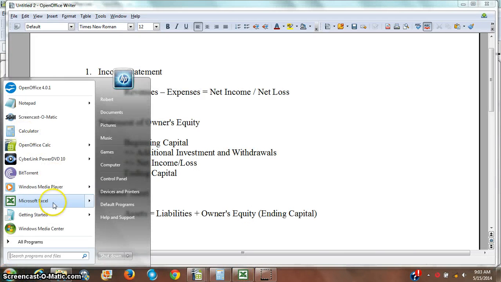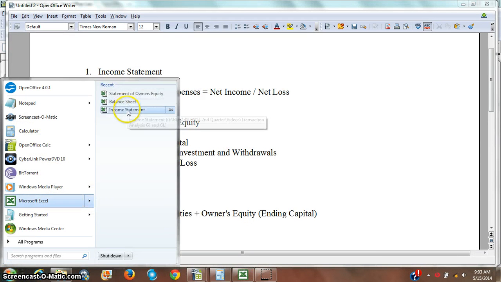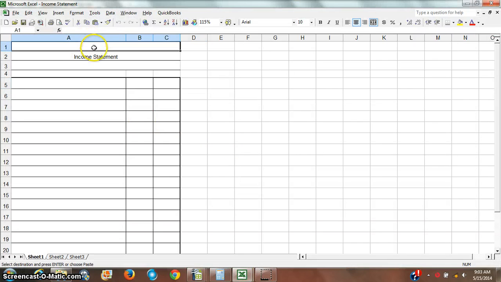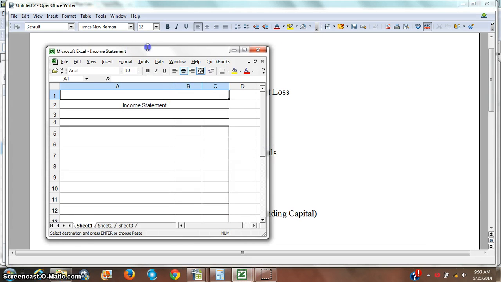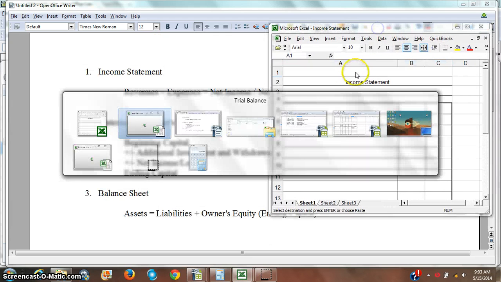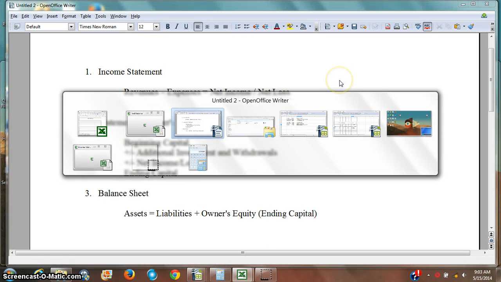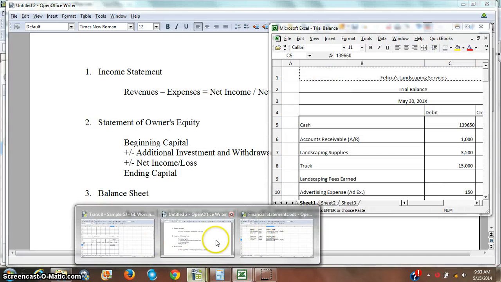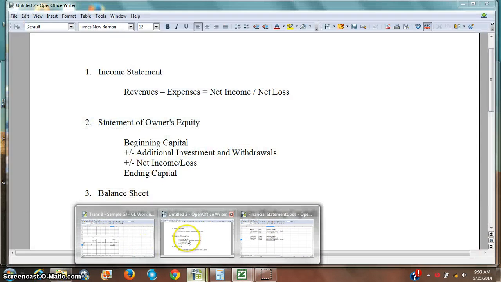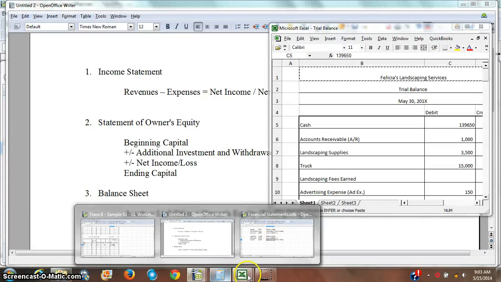Bring that up again. Alright, so I think I'll type that out so it doesn't fail on me again. The first thing I need is the title of the income statement, which is the same as the one in the trial balance. This is the business account that I've been working on.